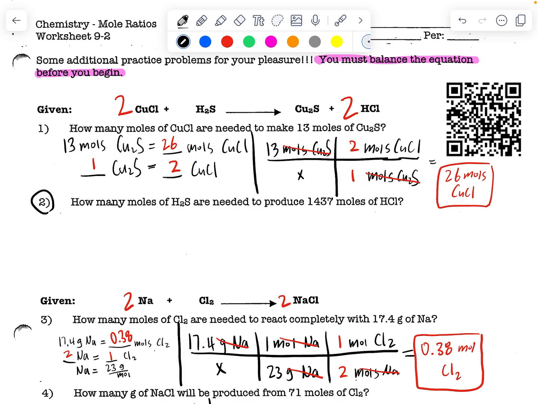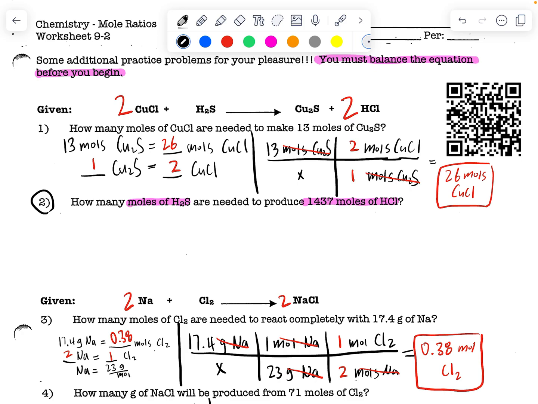All right, so let's go ahead and read this question now. How many moles of H2S are needed to produce 1437 moles of HCl? Okay, I'm going to go ahead and highlight a couple of things here, okay? Now, I am given this much amount, right? And I want to see how many moles of this I need with the given amount, right? So what I'm trying to do is to set up a bridge between moles of HCl and moles of H2S.